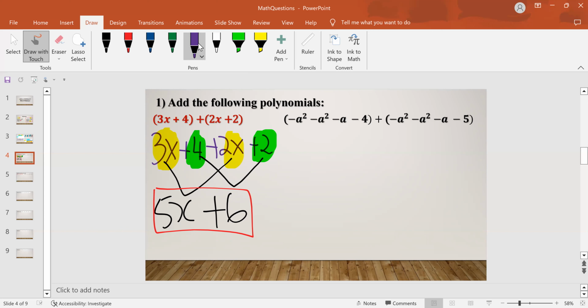Okay, the other side, we'll do the same thing, which is to remove the parentheses before we combine like terms. So we're going to have negative a to the second power minus a to the second power minus a minus 4 minus a to the second power minus a again to the second power minus a minus 5.